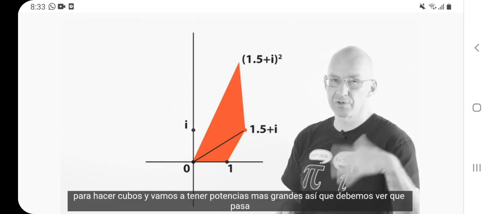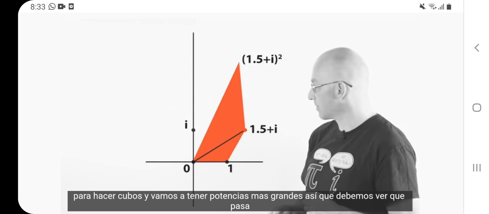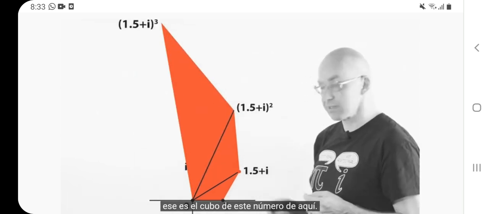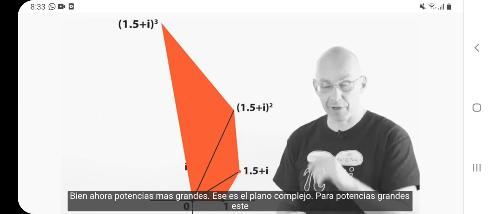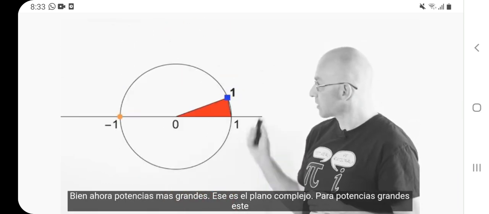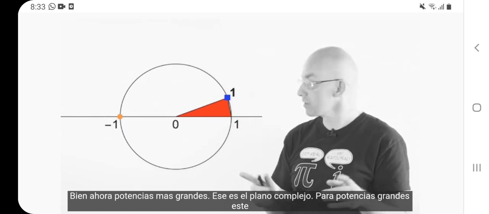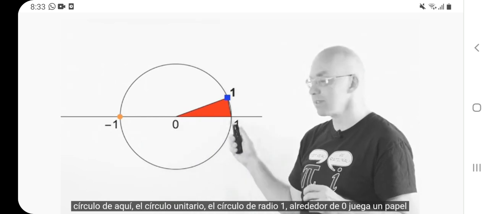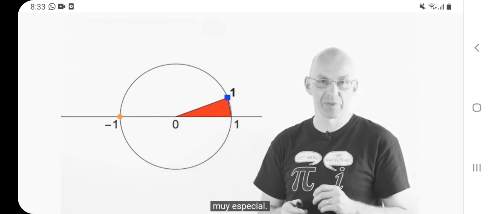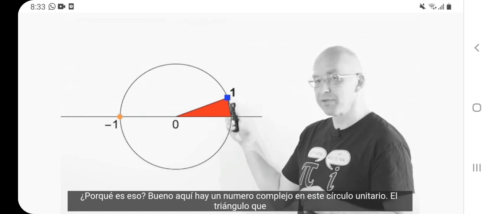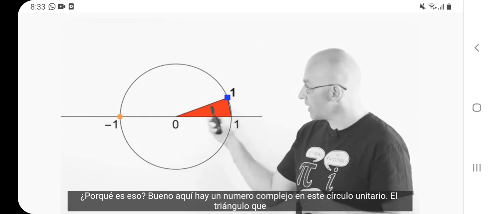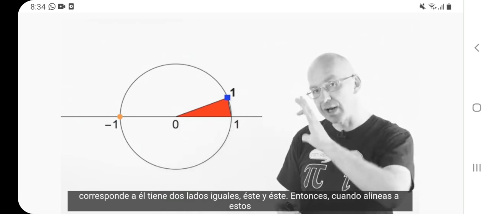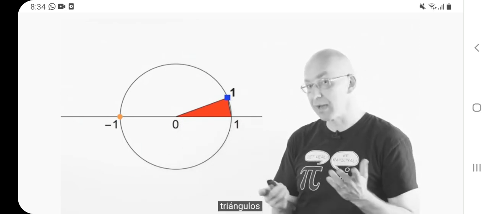Now, cubing, and we're going to have higher powers, so we need to see what happens here. So we just make another triangle, stretch it. That's the cube of this number here. All right, now higher powers. That's the complex plane. For the higher powers, this circle here, the unit circle, the circle of radius 1 around 0, plays a very, very special role. Why is that? Well, here's a complex number on that unit circle. The triangle that corresponds to it has two equal sides, there and there. So when you align two such triangles, what happens?